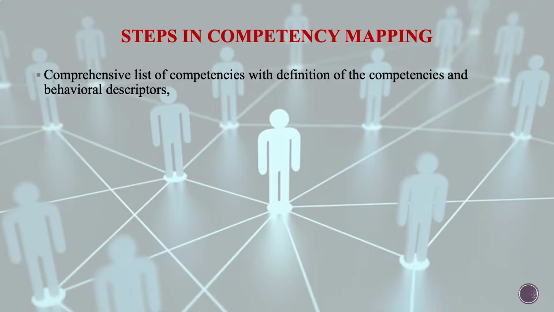So influencing others could be defined as gaining support from others through influence, negotiation, and by forming alliances with other interested parties. Suppose an organization has defined influencing others in this manner, right? Now the next step is to identify behavioral indicators or descriptors.